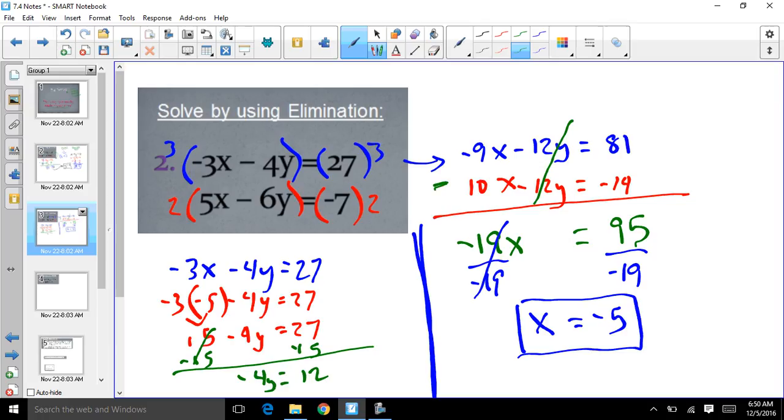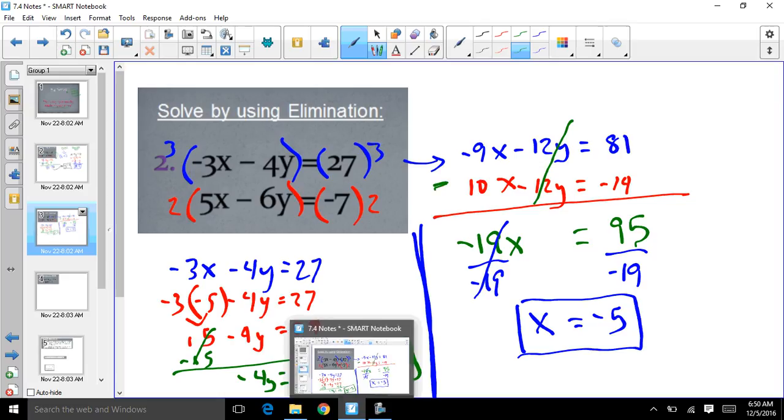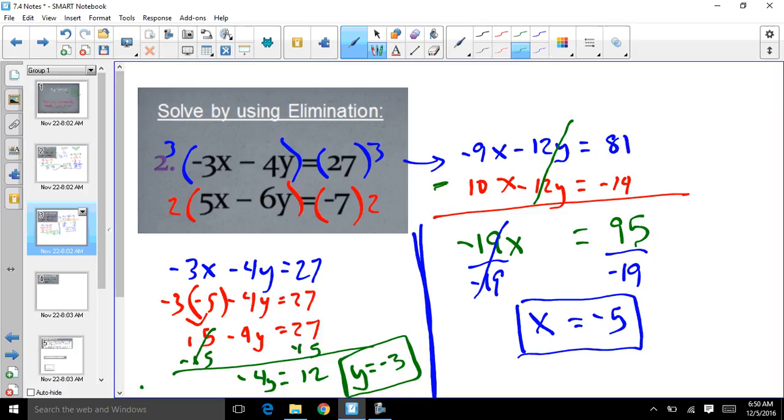So negative 4y. Negative 4 times y equals 12. Well, once I divide by a negative 4 on both sides, I get y equals a negative 3. In the end, when I'm all done, here's my answer up here in the corner. I get a negative 5 comma negative 3, and that's my solution.